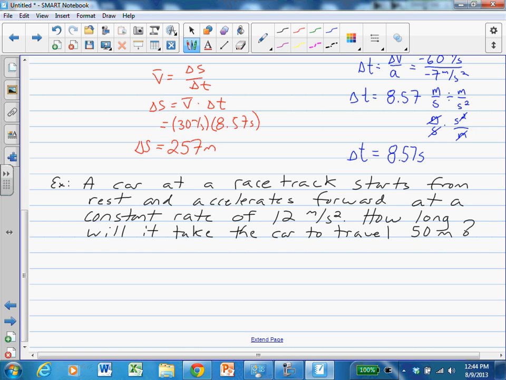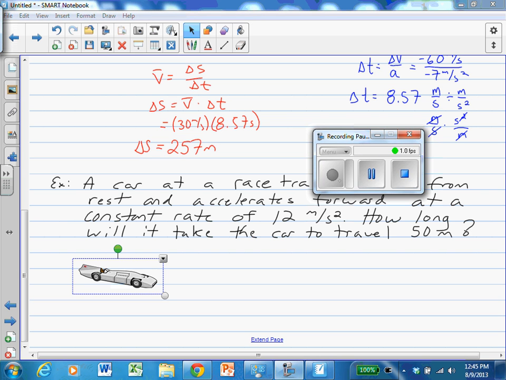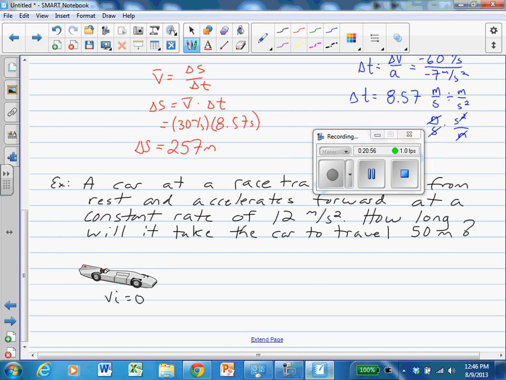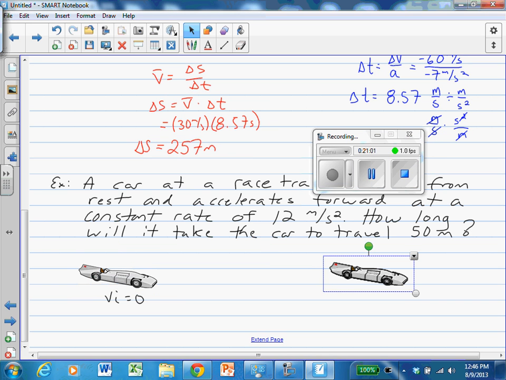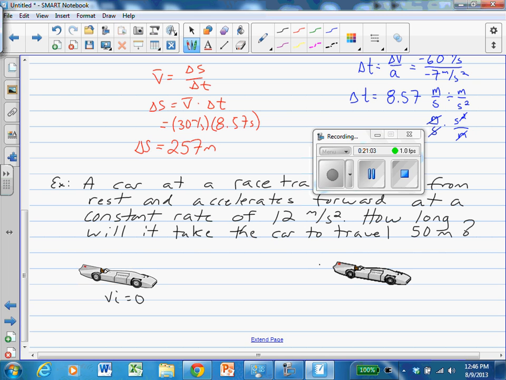Okay, so a race car. Okay, so our race car starts from rest, goes down the track, an acceleration of 12 meters per second squared, and a distance of 50 meters.